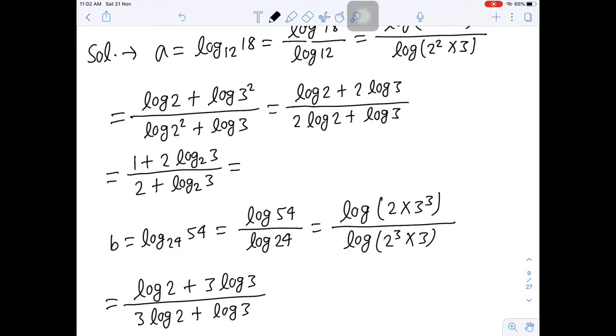Okay. Now suppose you take log 3 base 2 as x. So it will become 1 plus 2x divided by 2 plus x, where you have x equal to log 3 base 2.